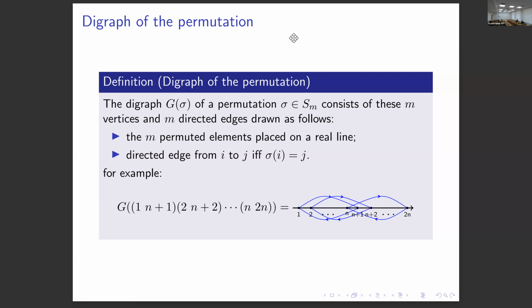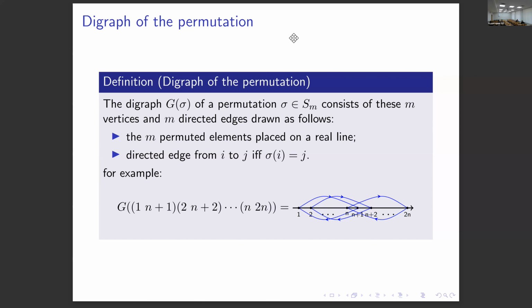If we have fixed points, for the definition of this digraph we allow that there is a fixed point. Just draw a picture: how will the graph look? Okay, the fixed vertex is mapped to itself, sigma(i) equals i, so it looks like a loop. Okay, this is the digraph of the permutation.